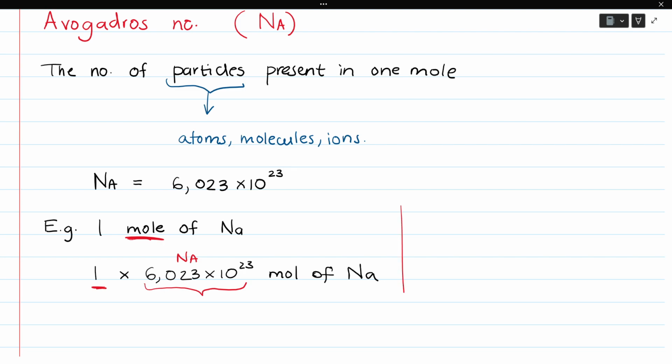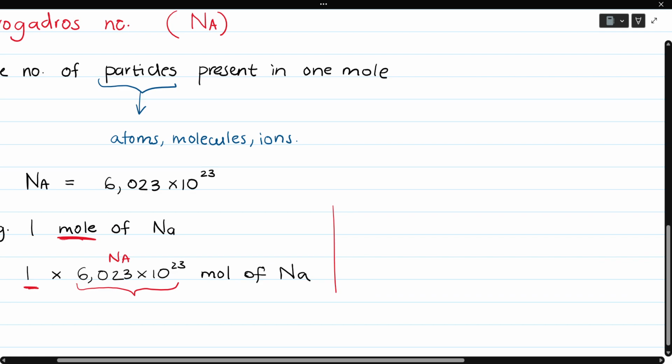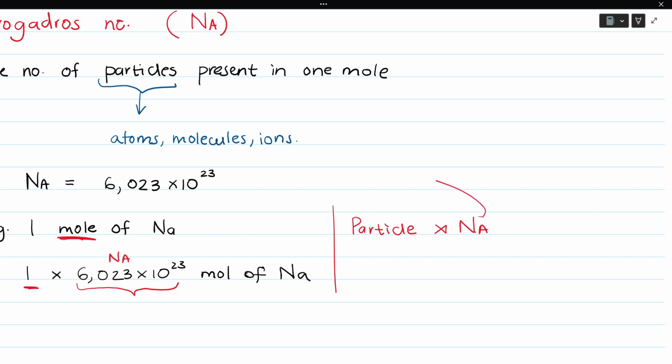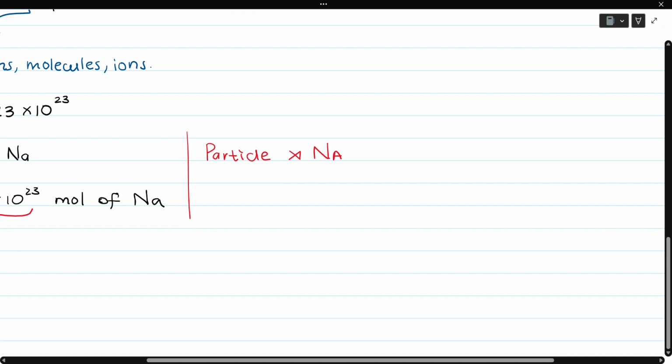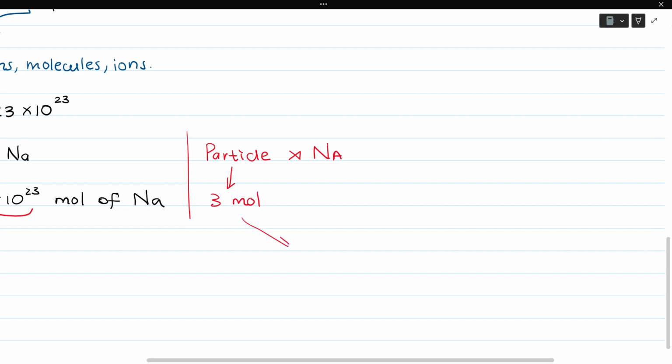So essentially how you could think about this is you always want to look at the particles, so whatever that particle may be, times Na, which is this number here. That's how you express Avogadro's number. So if I told you you've got 3 moles of Na, then how would you express this? You'll say 3 times 6.023 times 10 to the 23.